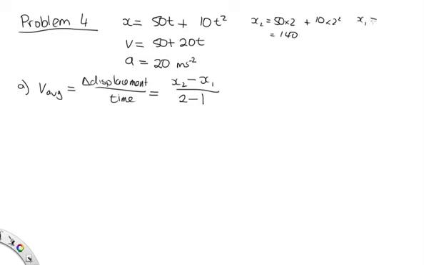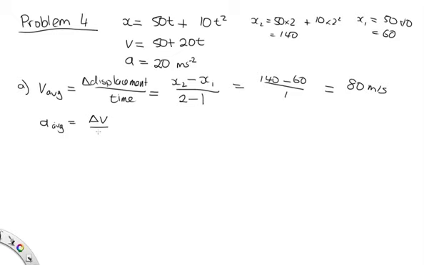And the displacement at 1 second, we substitute in 1 here. So this is 50 plus 10, which is equal to 60. Okay, so we can substitute these numbers into this formula here. So we've got 140 minus 60 over 2 minus 1, which is 1. So 140 minus 60 gives us 80. And that's a velocity, so that's meters per second. Now part A also asks us to calculate the average acceleration. So this is equal to the change in velocity over the time period. We can put delta t if we want.